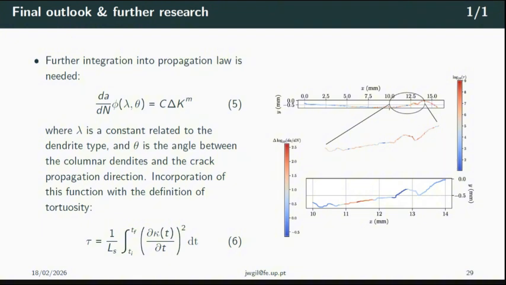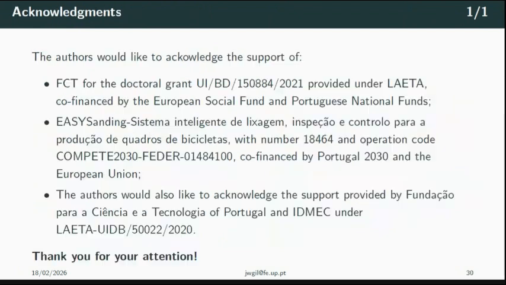So let's say one future outlook will be using both of these insights, tortuosity and dendritic influence, to try to, let's say, come up with a geometric parameter that better fits the standard Paris-Erdogan law.